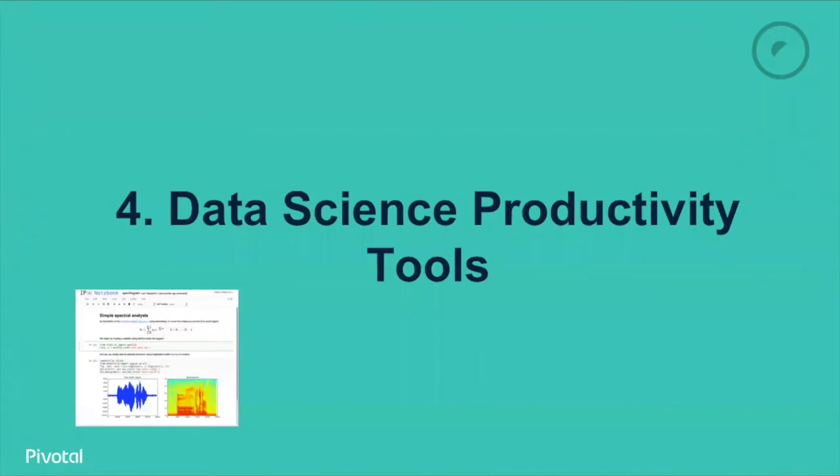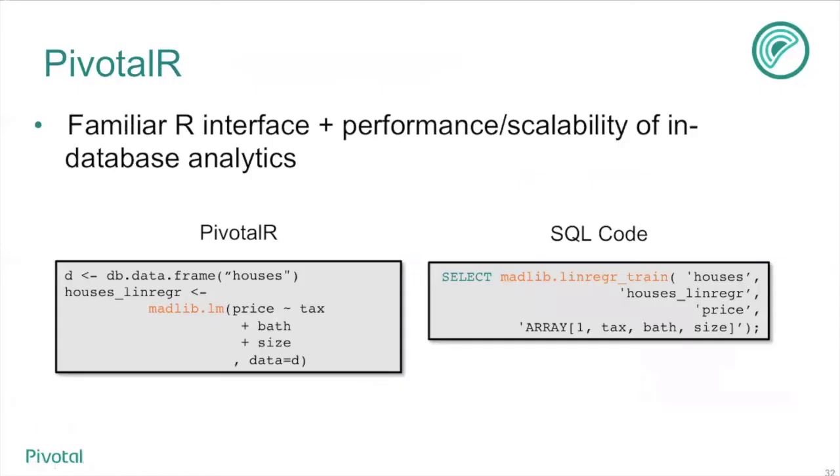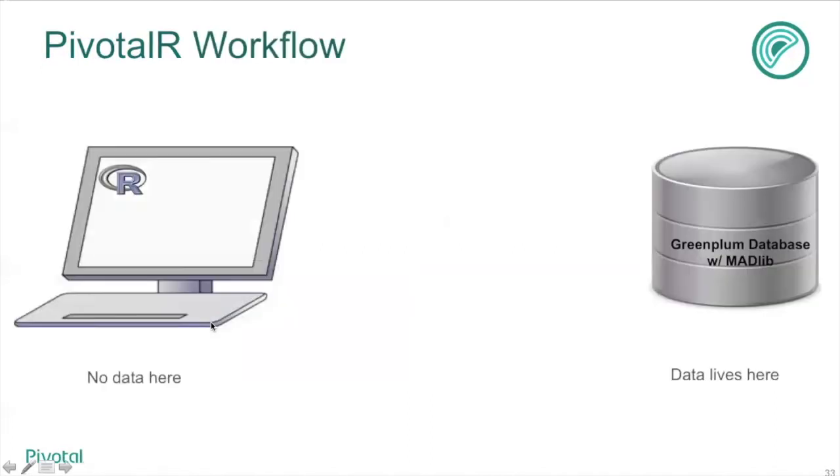Now let's talk about data science productivity tools. First of all, R. So Pivotal R is an R interface to MADlib. So what it allows you to do is, in the same way that we had SQL code here to call linear regression, you can run R code and call linear regression. So you can develop your R code on your client machine here, using R libraries and things that you're familiar with.